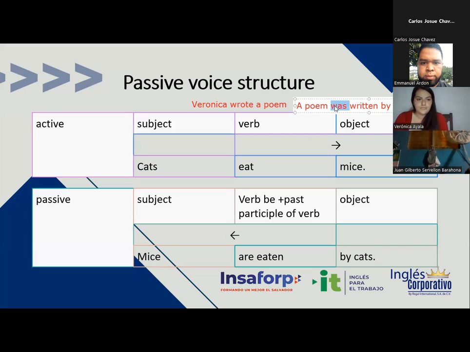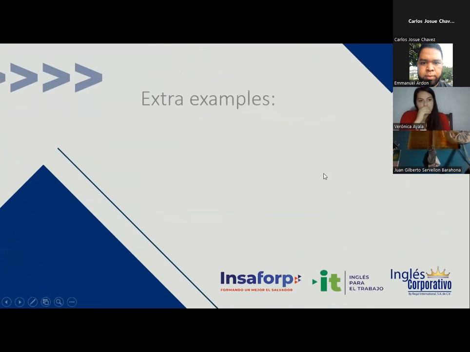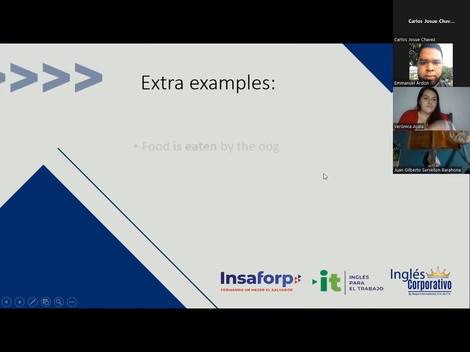So you see, para no confundirlos en ese aspecto, lo vamos a dejar solamente con el presente simple, right? Y creo que para modo de práctica es bastante bueno. Right, at least that one. Now, let's continue and see a couple more examples. So probably you will get to know this. Extra examples, it says.